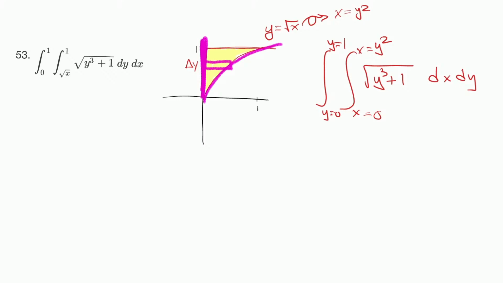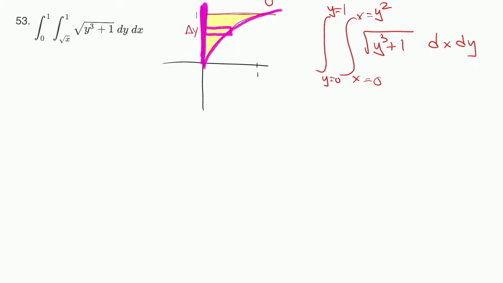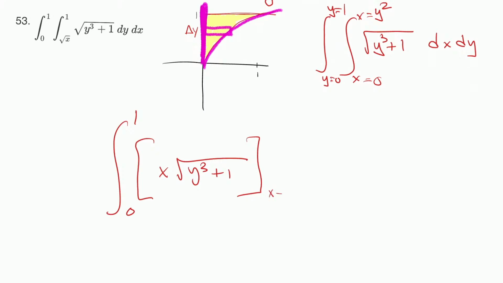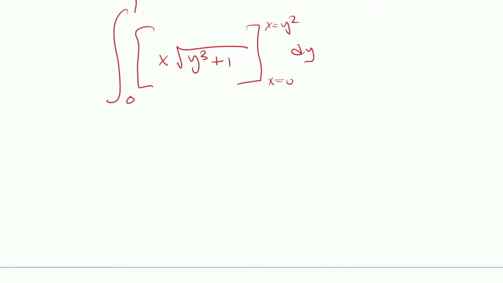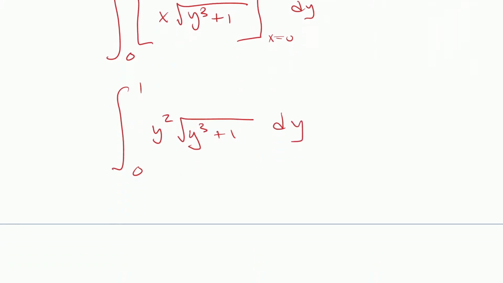Now the rest of this is actually quite simple because it sets up a nice substitution. I'll whip it off pretty quickly. So this will be 0 to 1. This is going to be x times this radical because the radical is all constant with respect to x. x goes from 0 to y squared. I'm doing this super quick. So then we plug in our limits. You end up with y squared times the square root of y cubed plus 1. And then from that, I'm going to do a u substitution.